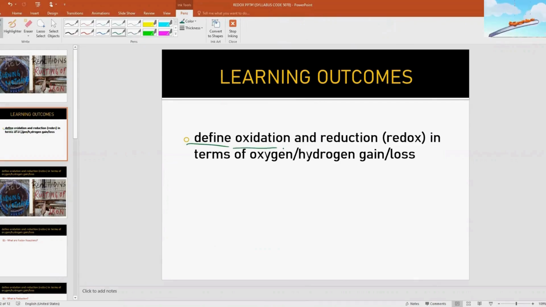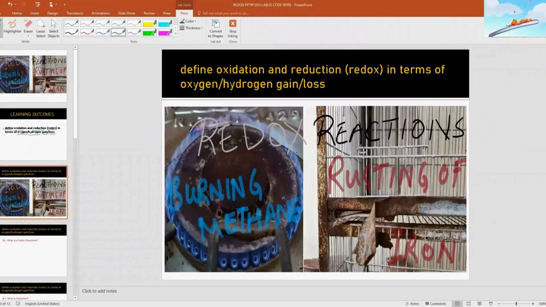Define oxidation and reduction, redox in terms of oxygen, hydrogen, gain, loss. Let's begin the lesson with these two pictures. On the left hand side, you will see methane gas burning. And on the right hand side, there is an iron cage undergoing rusting.